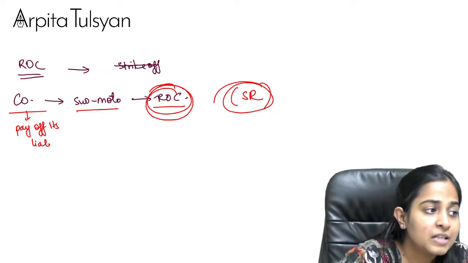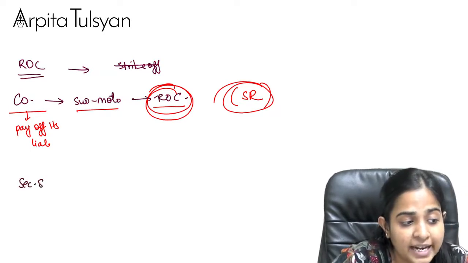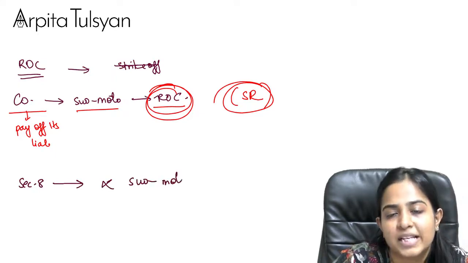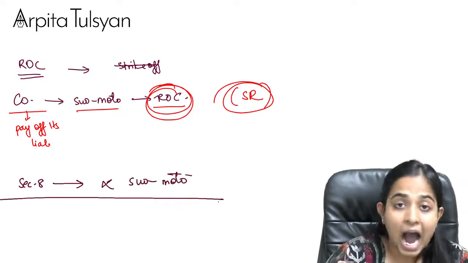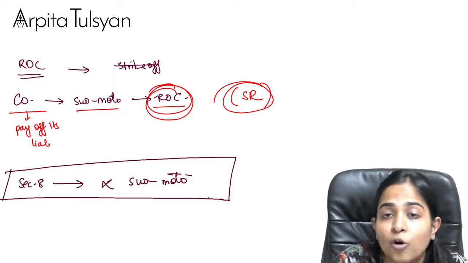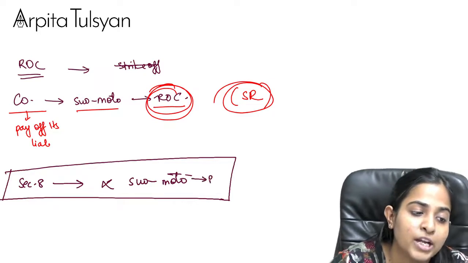Very clear with this? But a Section 8 company cannot go suo moto. This is the restriction put on a Section 8 company. ROC can strike off the name of a Section 8 company, but a Section 8 company cannot go suo moto to the ROC to strike off its name.